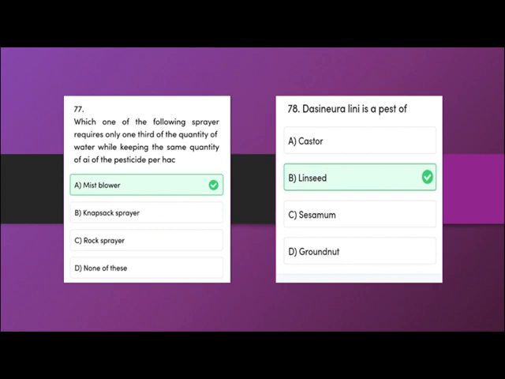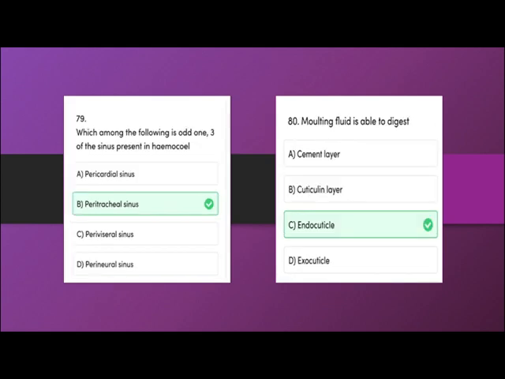78th question. Dacinuria lini is a pest of, and the answer is linseed. 79th question. Which among the following is the odd one? Three of the sinuses are present in the hemocoel, and the answer is peritracheal sinus. Others are present in the sinus of the hemocoel.